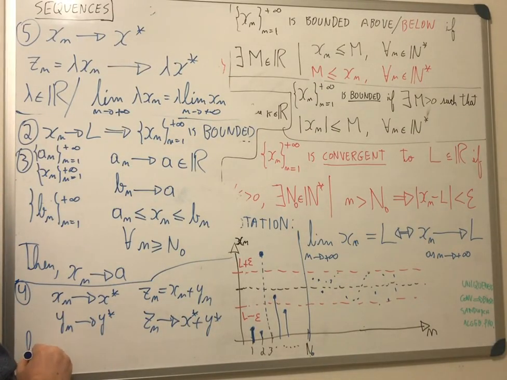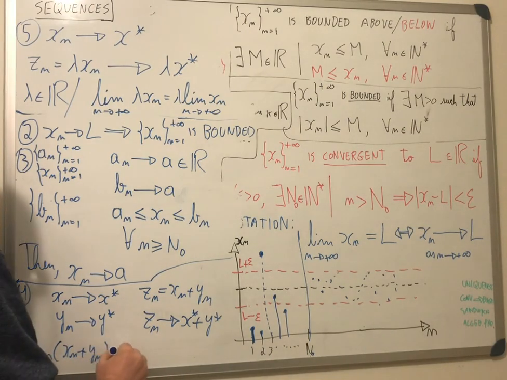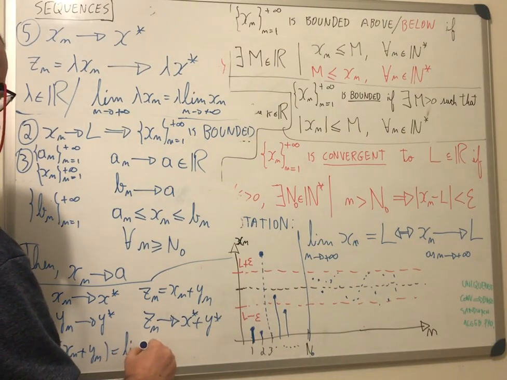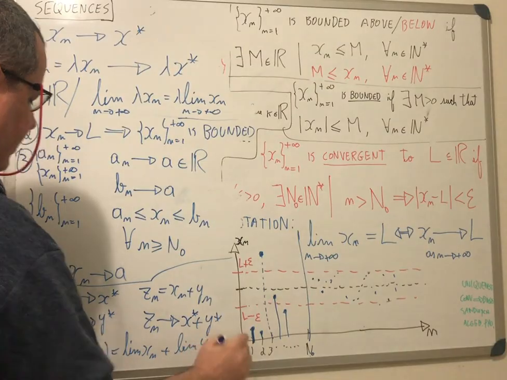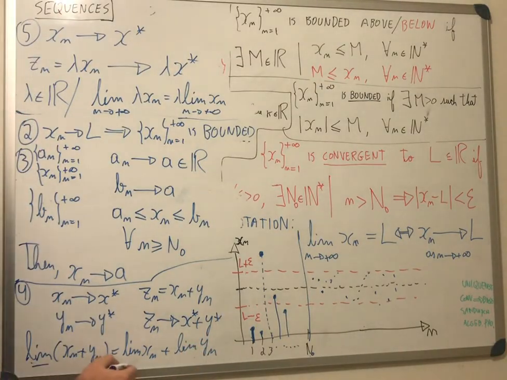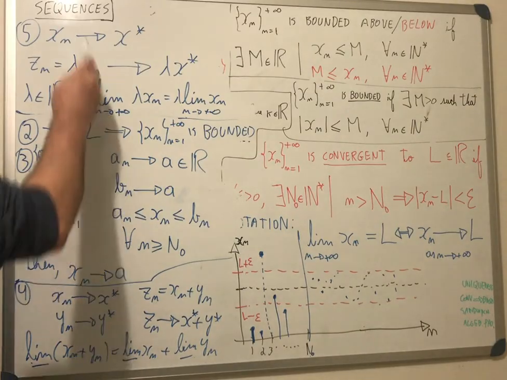So the limit of xn plus yn is the limit of xn plus the limit of yn. Always write here when n goes to infinity. Okay? So this is the very basic, very fast introduction to limits of sequences.